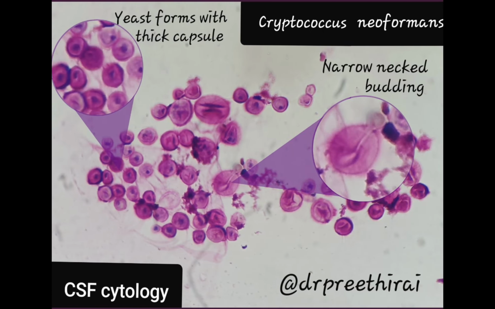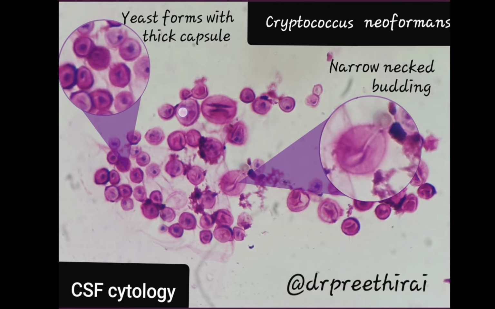Then this is the CSF cytology of Cryptococcus. Cryptococcus yeast forms with a thick capsule are seen, and narrow necked budding is seen. Budding will be seen like this, and yeast forms will be seen with a thick capsule.